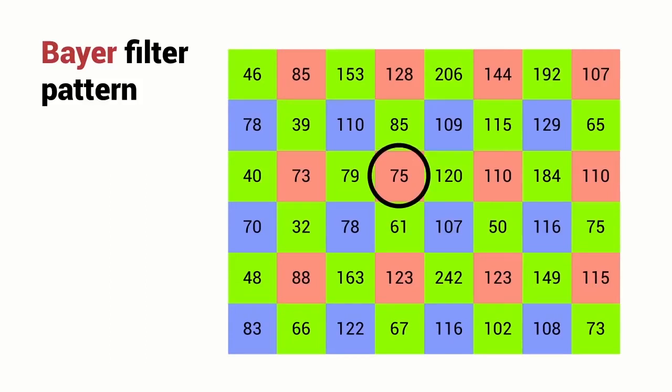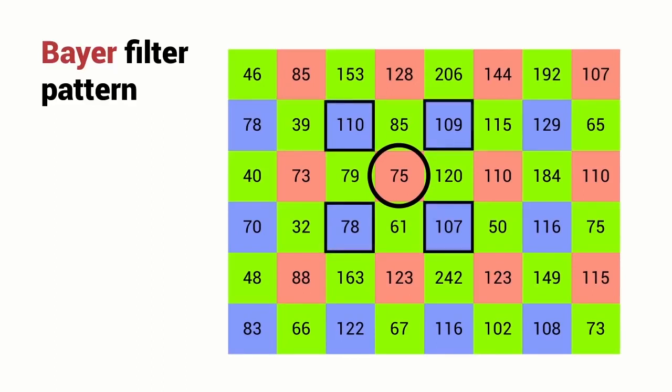Similarly, if we want to measure the amount of blue light at this particular pixel, we take the average of the neighboring blue pixels. So for every pixel in this array, we can measure directly one color, and we can estimate 2 other colors from its neighbors.